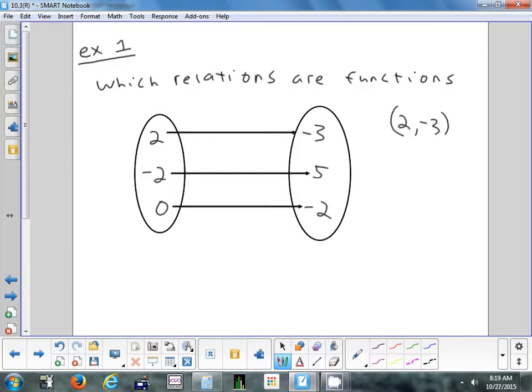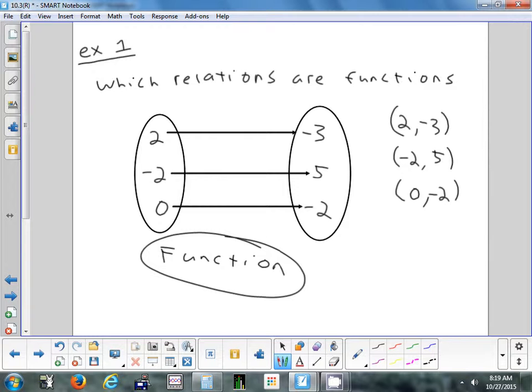Sabrina, can you give me the next one? -2, 5. -2 matches up with 5. Okay, and Justin, can you give me the last one? 0, -2. Do we have any x values that repeated? No. So is this a function, yes or no? Yes, this is a function. Okay, none of the x values repeated. Each one was used only one time.